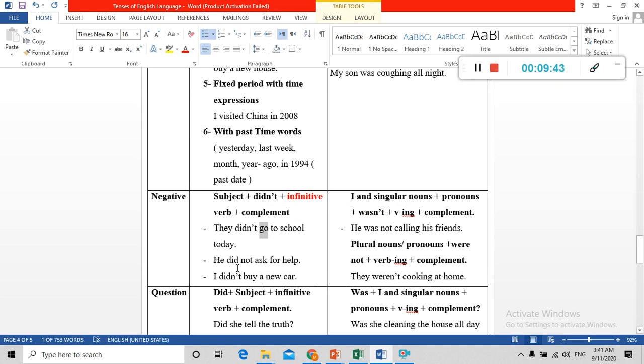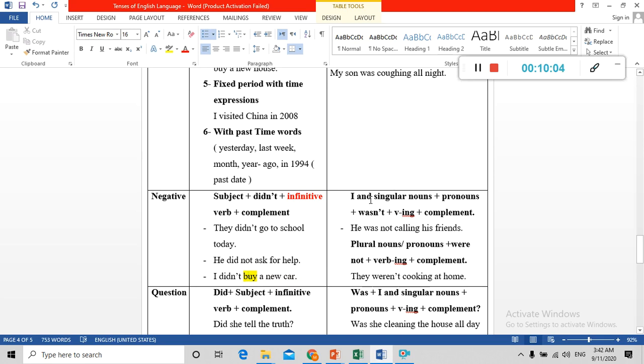He didn't ask for help. I didn't buy a new car. Of course, we can say did not or didn't. As you can see, it's verb 1, infinitive.